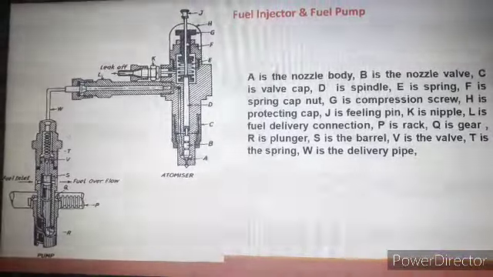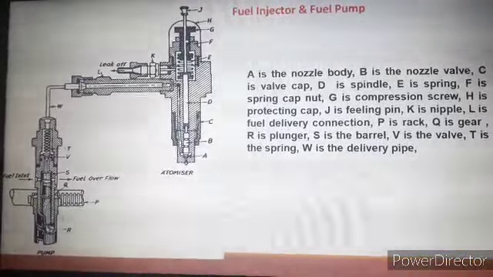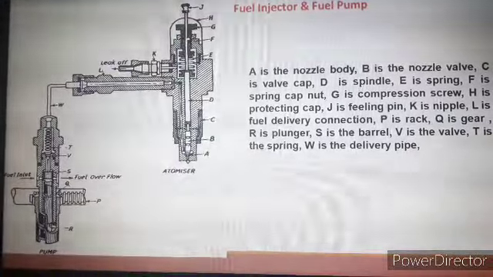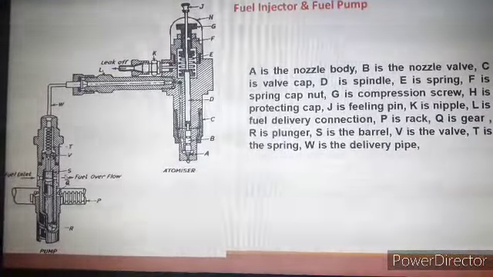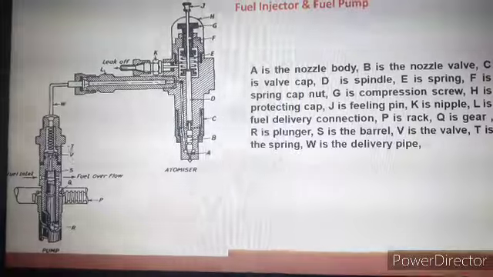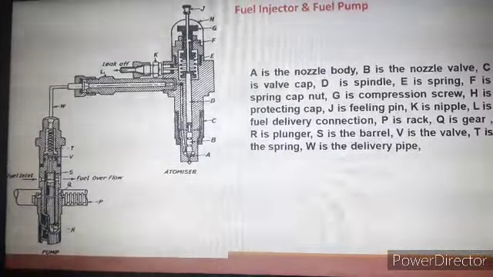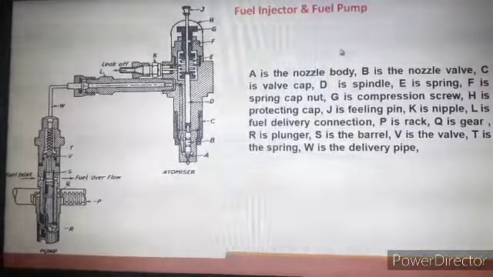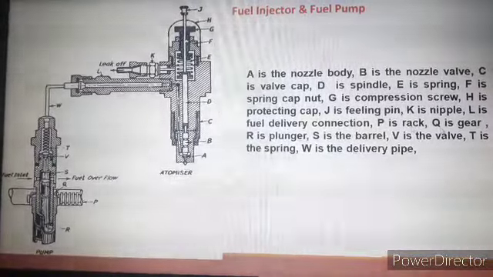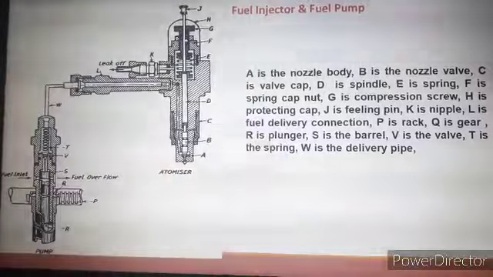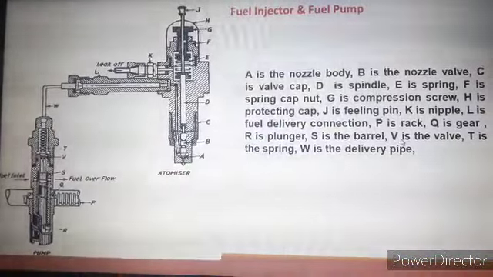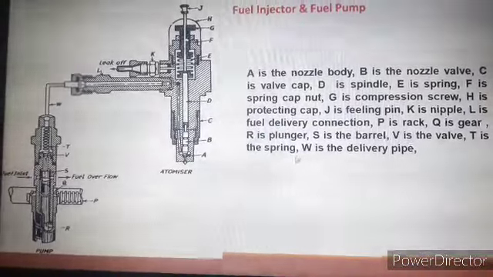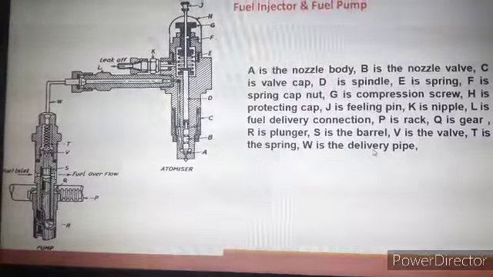Whereas in the case of the fuel pump, we use different notations like P, Q, R, S, T, V, W. These are the various variables used in the designation of the fuel pump. P is the rack, Q is the gear, R is the plunger, S is the barrel, V is the valve, T is the spring, and W is the delivery pipe.